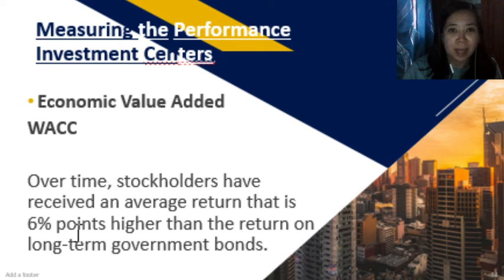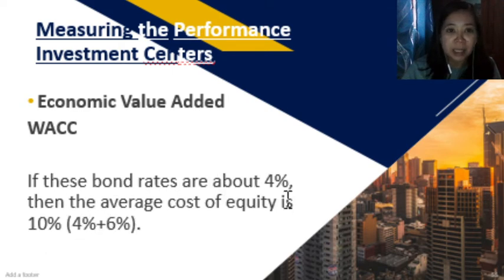And then, for example, if the bonds are 4%, or 4.8 as what we solved earlier, all you have to do is add to get the average cost of equity.